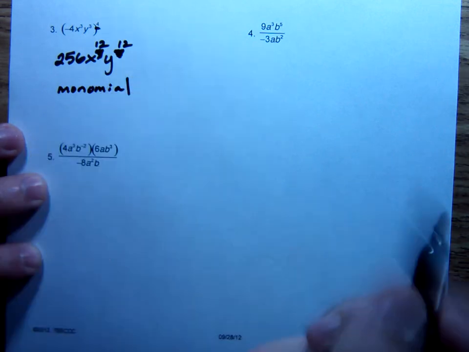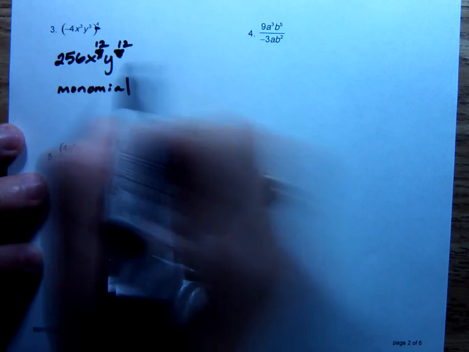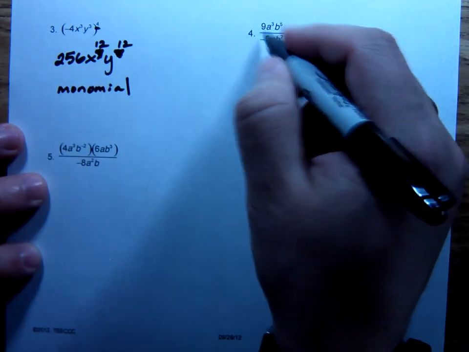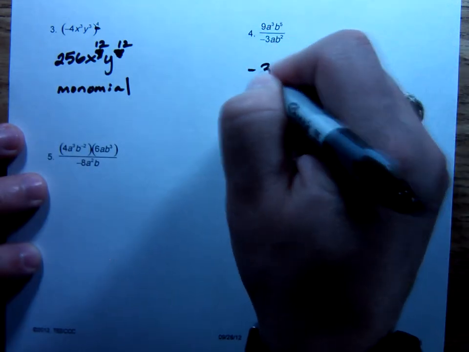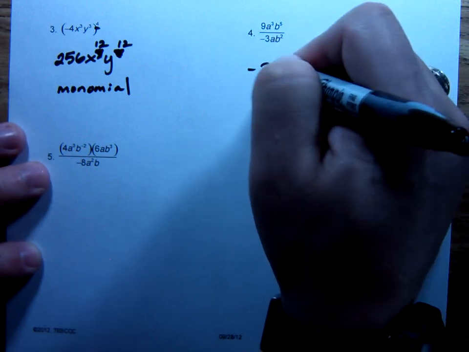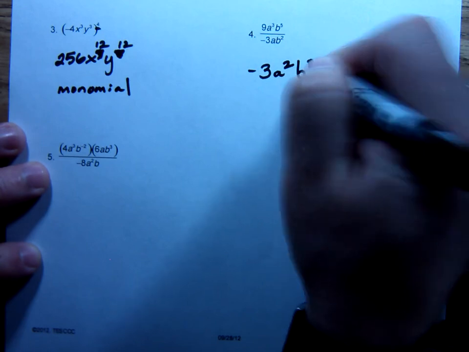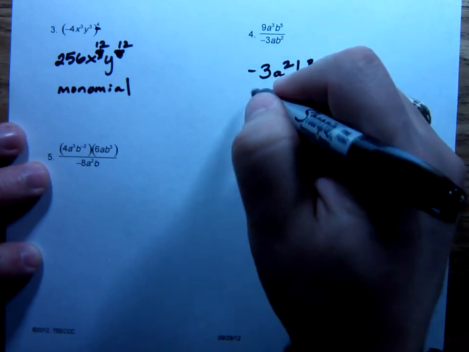Okay, it is the product of a constant and 2 variables. All right, here, 9 divided by negative 3 is negative 3. A cubed divided by a to the 1st power is a squared. B to the 5th divided by b squared is b cubed. Is this a monomial? Yes, it is.